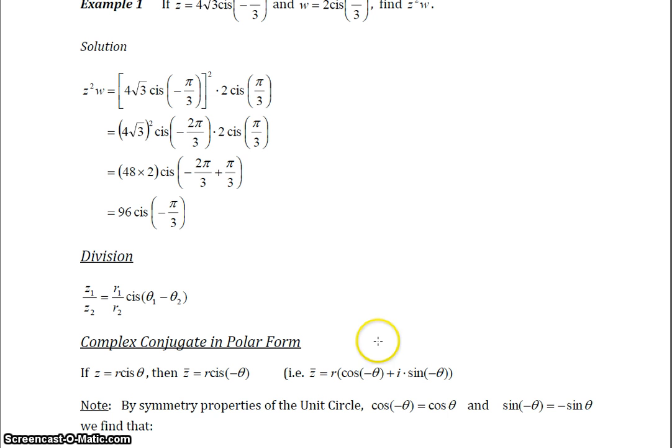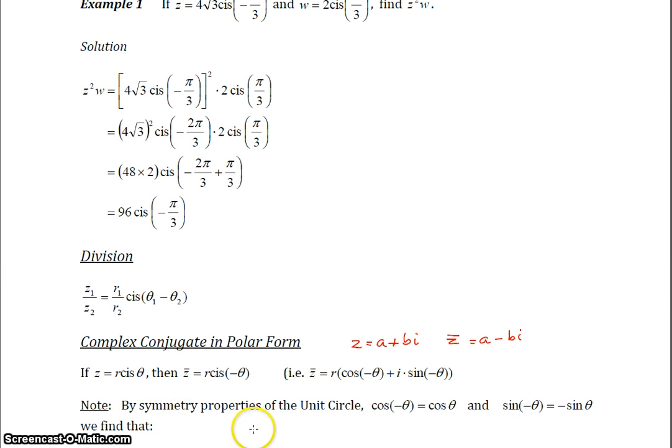Now you remember that if we had our complex number z as a plus bi, so in rectangular form, then the conjugate of that is a minus bi. In polar form, our complex number z is r cis theta. The conjugate of that is r cis of negative theta. If we were to write it in fully expanded form, then the conjugate is going to be r times cos negative theta plus i sine negative theta.